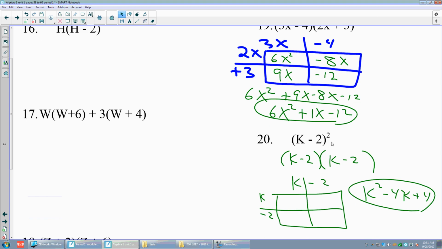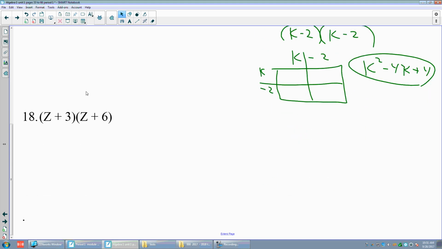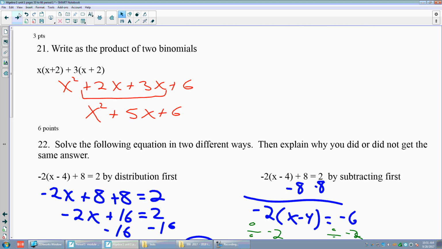This says write it down twice. That says write it down twice. So we write them down twice. We're multiplying. It says multiply because the exponent means multiply. Let's see what's on the next page. Write a product of two binomials. Okay, there were two ways to do this.